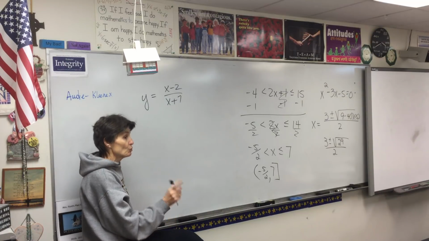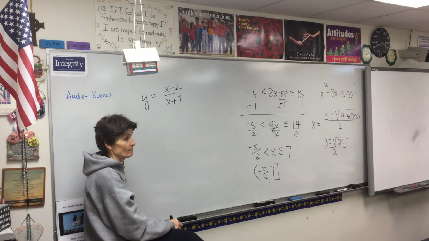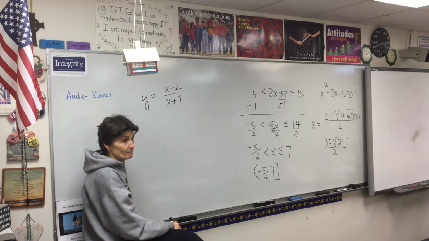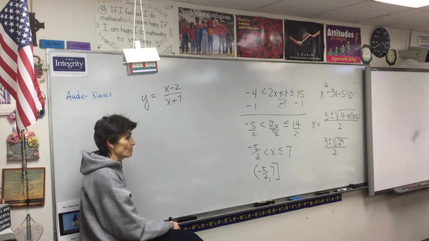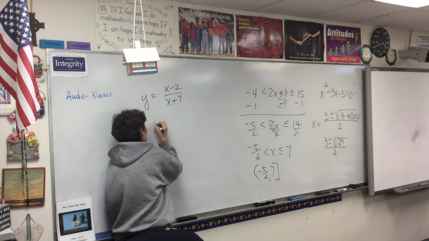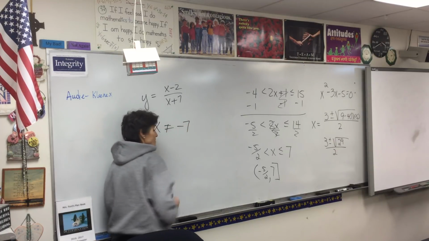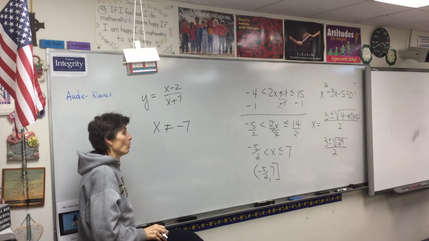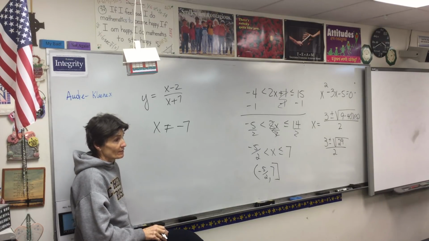What's the other one? There's two things, and that's one of them. What's the other one? Can't have a 0 in the bottom. So what's going to make that 0? What would make that denominator a 0? Negative 7. So x is not equal to negative 7. That's your domain. That means you can have any number in the whole wide world except negative 7.